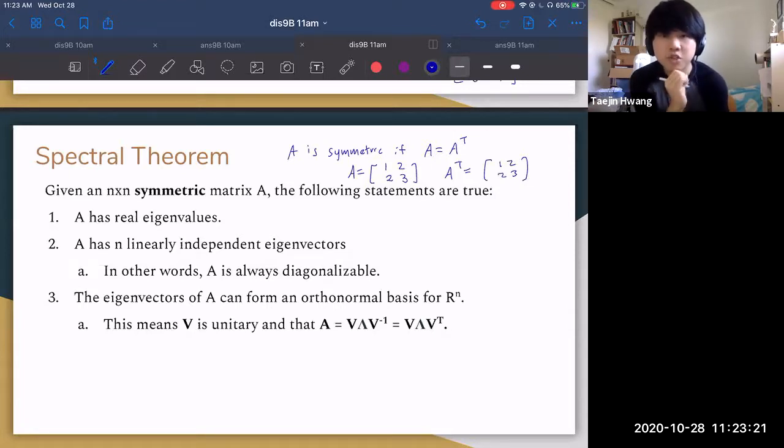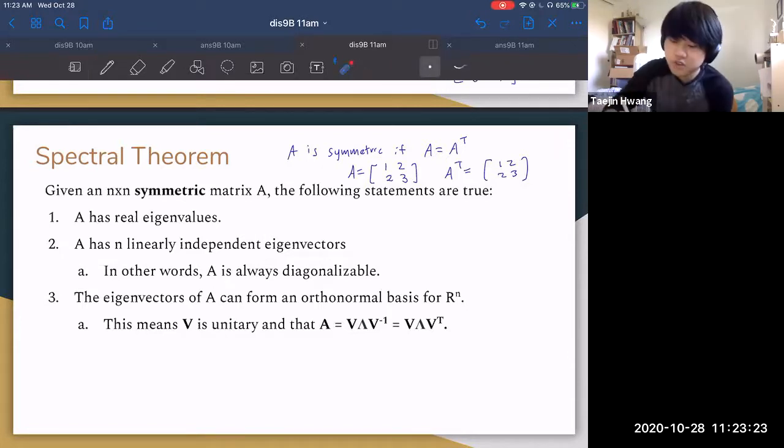So given a symmetric matrix, all of these statements will be true. The first statement says that A has real eigenvalues. Sometimes we ran into complex eigenvalues for an arbitrary state space matrix, which led to oscillations and things like that. But if a matrix is symmetric, then it has real eigenvalues no matter what.